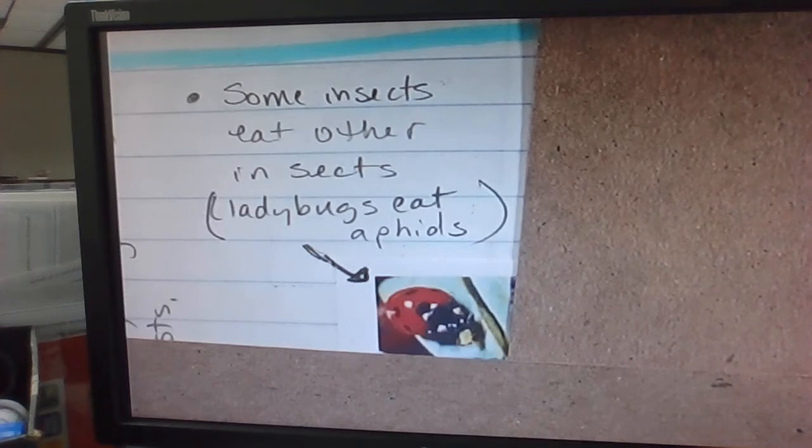No, because that would be like a ladybug eating another ladybug, probably. So the aphid would be more like a predator-prey relationship. Carnivore, maybe. Yes?